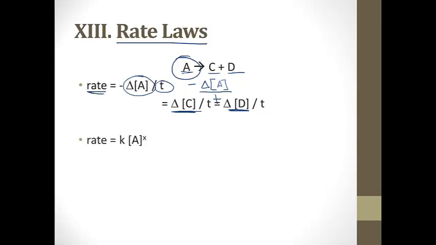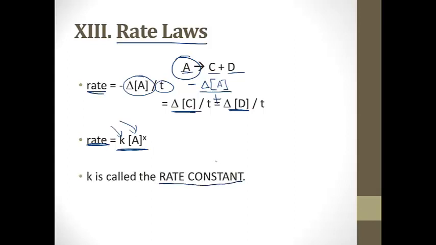Now, the rate is also proportional to the concentration of the reactant. So we can also write it this way. We can say rate is equal to k, some kind of constant, times the concentration of A to the x power. k is called the rate constant. This is determined experimentally. You have to run the reaction at various concentrations, see how it affects the rate, and then determine the value of k.